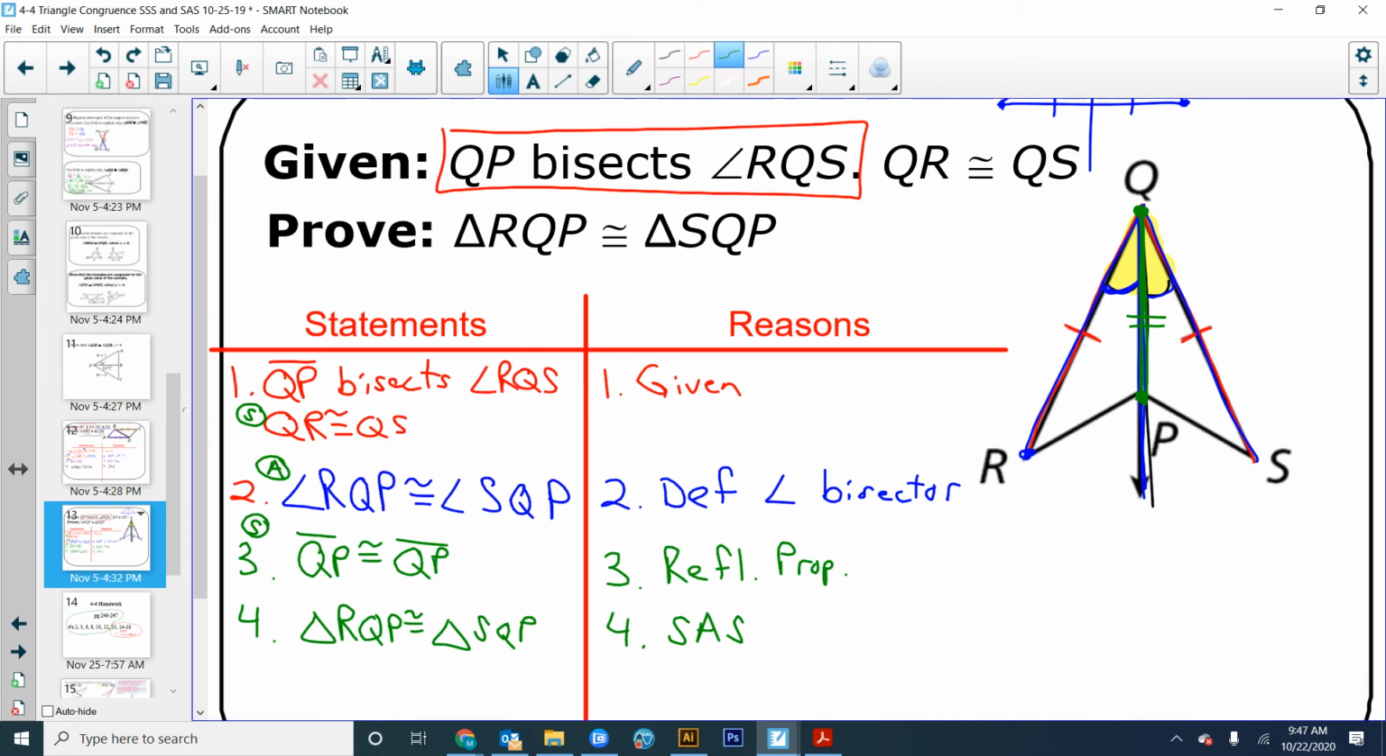Does that make sense? Okay, so here's the deal. You're gonna see this picture again. I can only give you so many types of proofs, all right? You're gonna see all of them by the time we're done with the chapter.